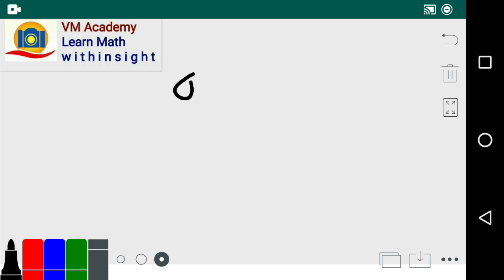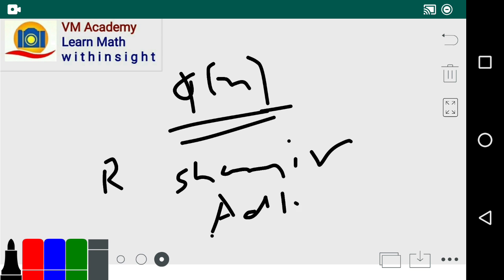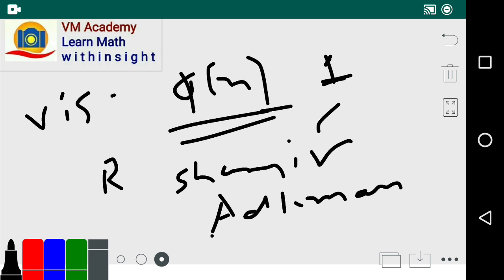Similarly, friends, this phi function is very useful in the RSA algorithm, Rivest-Shamir-Adleman. Ron Rivest, Adi Shamir and Leonard Adleman published this algorithm, and it is used in banking, e-commerce websites, Visa card, Mastercard for secure transactions, friends.